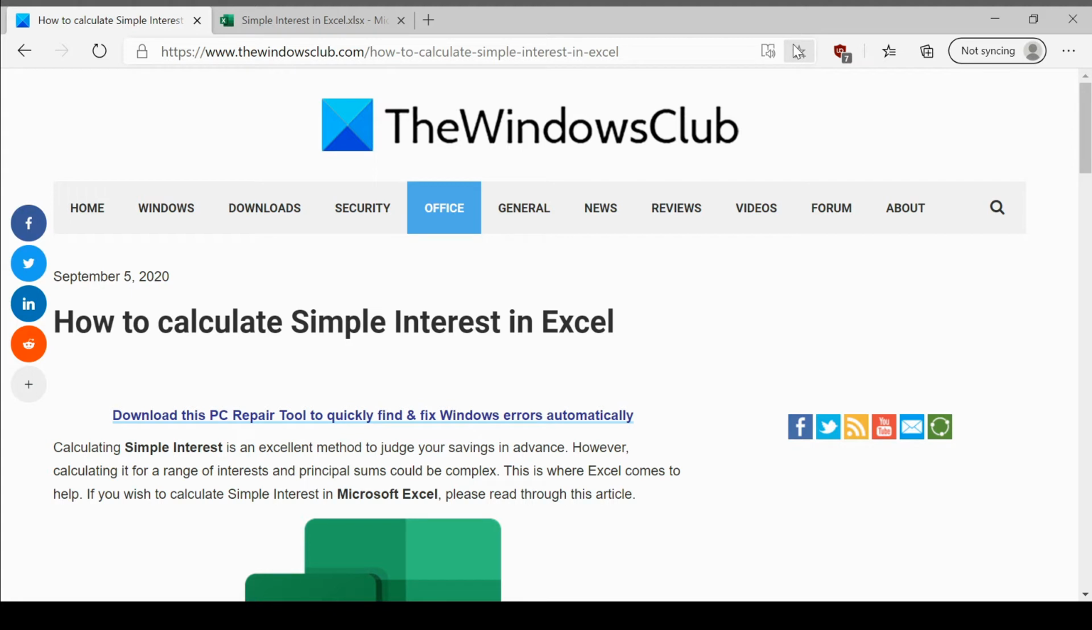We are here with a video on calculating simple interest in Microsoft Excel. The same has been explained in this article on the Windows Club.